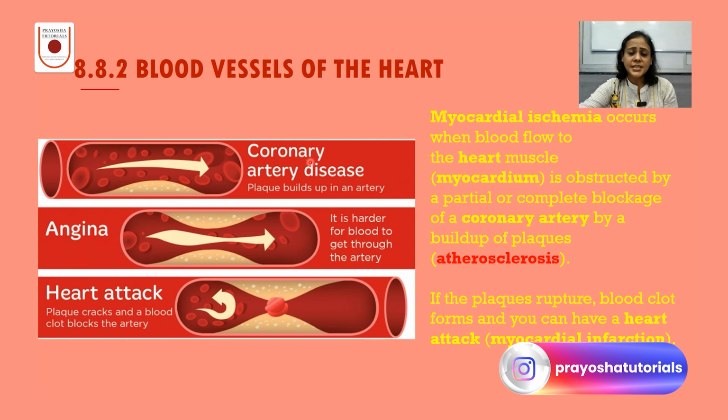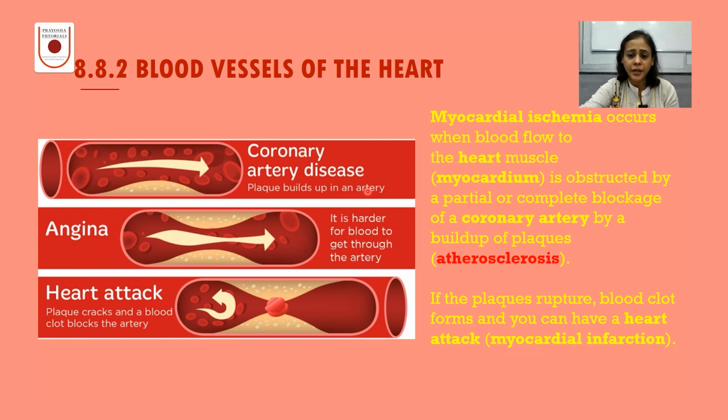Now if you see this diagram, in the first case it is shown coronary artery disease, where the plaque is building up in an artery. Now, plaque will be some fats. When we are eating a lot of fried food and extra, oily food from outside, it is going to start depositing and it will start forming a plaque-like layer surrounding the blood vessels. So when it is surrounding the coronary arteries, it is called the coronary artery disease. And this plaque formation is called as atherosclerosis.